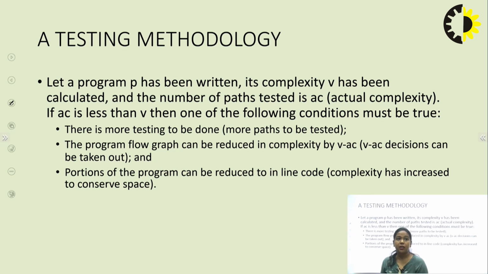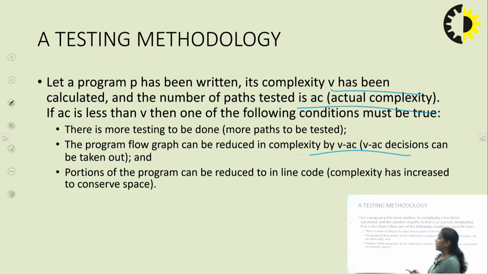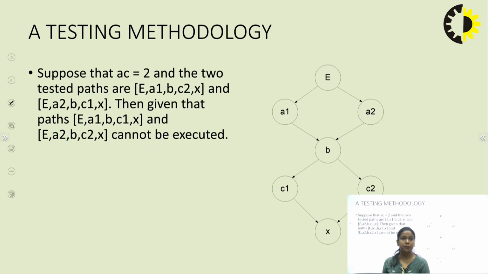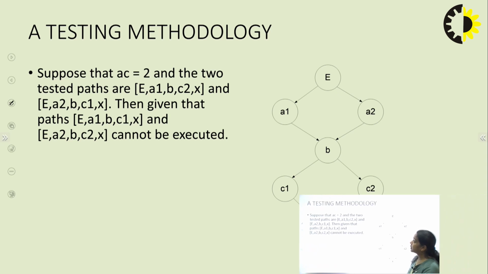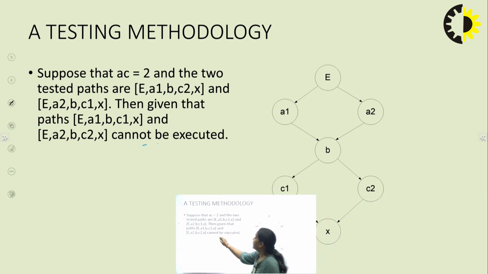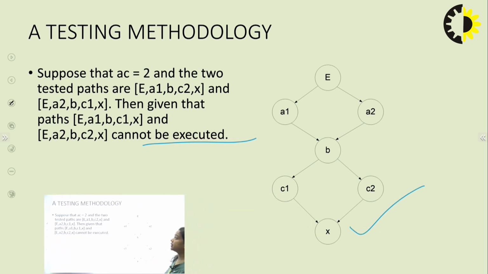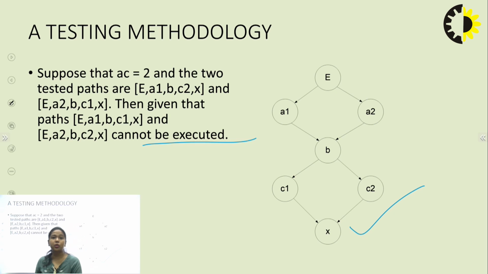The testing methodology: let a program P have been written, its complexity V has been calculated, and the number of paths tested is actually complex. So there is more testing to be performed. The program flow can be reduced in complexity by V of AC to be taken out, and the portion of the program to be reduced with the help of lines of code. Suppose that AC is equivalent to 2 and the 2 tested paths, this will be done and cannot be executed. So this graph represents the testing way of performing, that is, how we are going to reduce the value so that the complexity gets reduced.